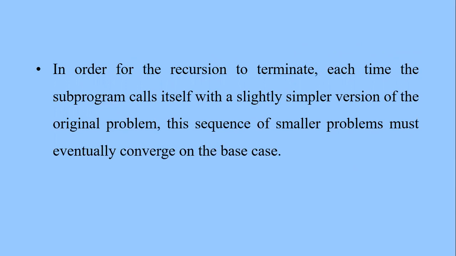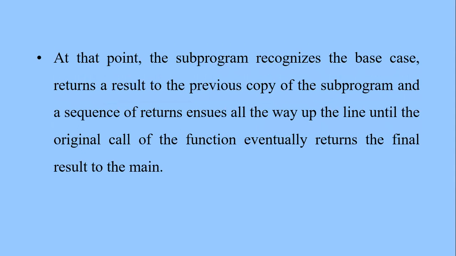In order for the recursion to terminate, each time the subprogram calls itself with a slightly simpler version of the original problem, this sequence of smaller problems must eventually converge on the base case. At that point, the subprogram recognizes the base case, returns a result to the previous copy of the subprogram, and a sequence of returns ensues all the way up the line until the original call of the function eventually returns the final result to the main.